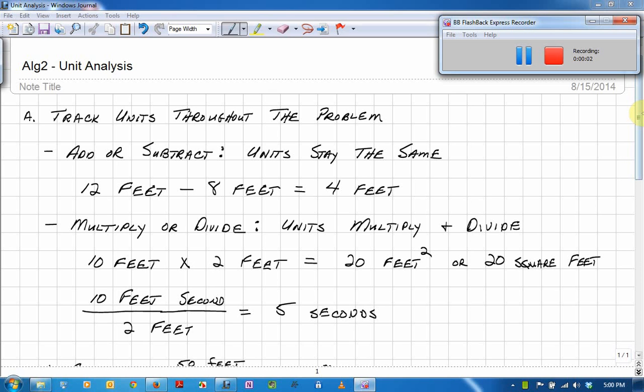All right, in this lesson we're going to learn how to use units to help us solve some problems, and so this is called unit analysis. If we were adding or subtracting several values, the units are going to stay the same. For example, if we have 12 feet minus 8 feet, that's like if you walk 12 feet forward and then 8 feet backward, you will have actually walked 4 feet. So the numbers subtract and the units stay the same.